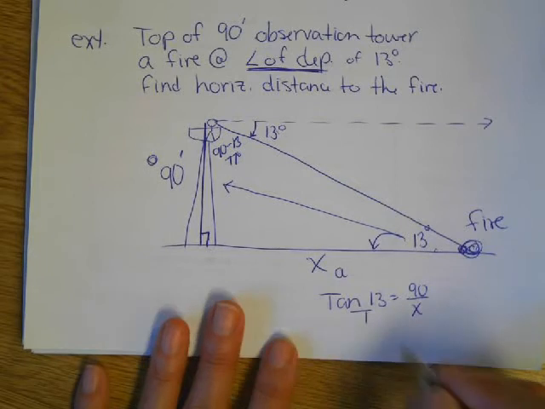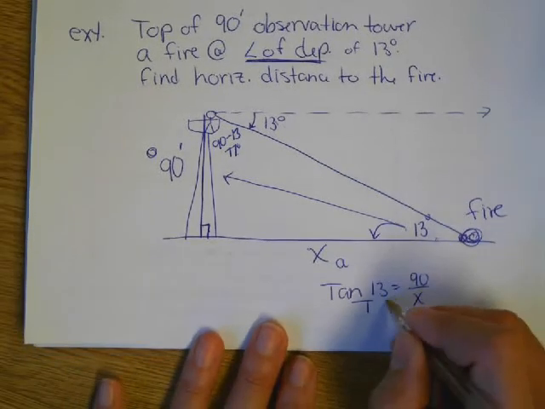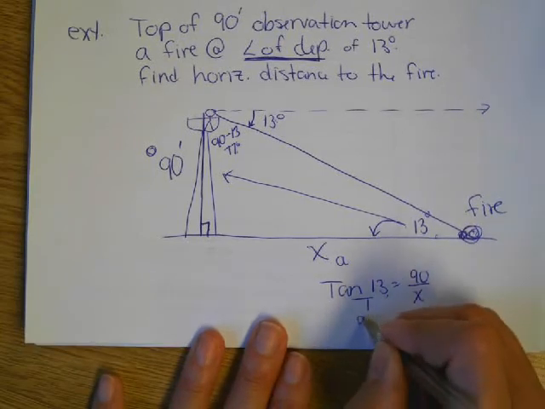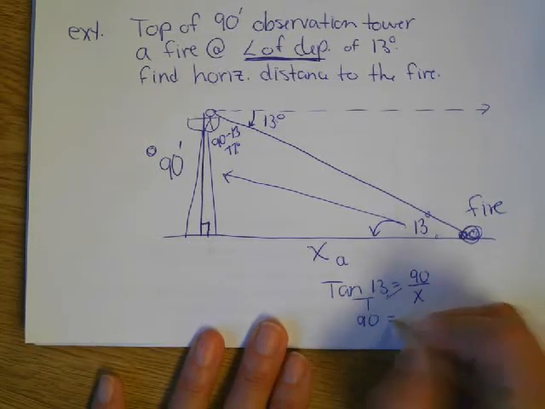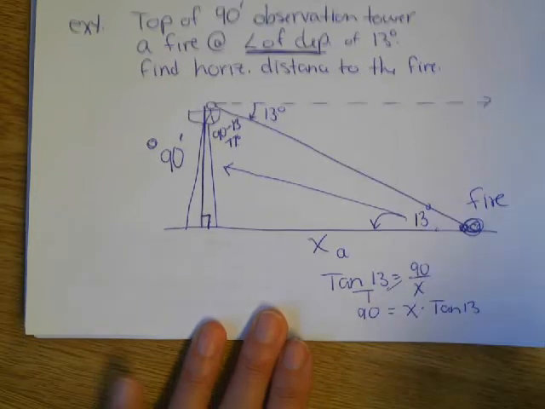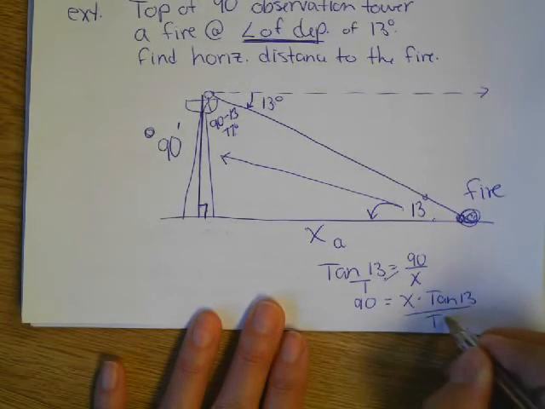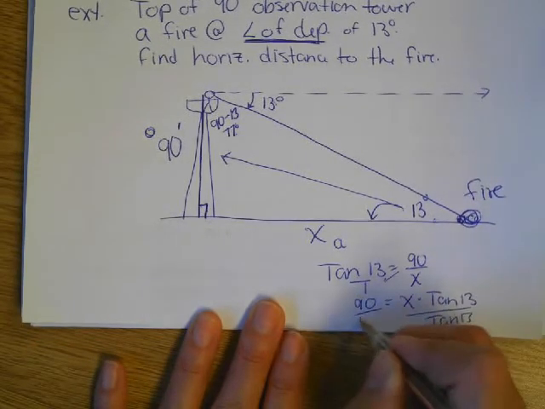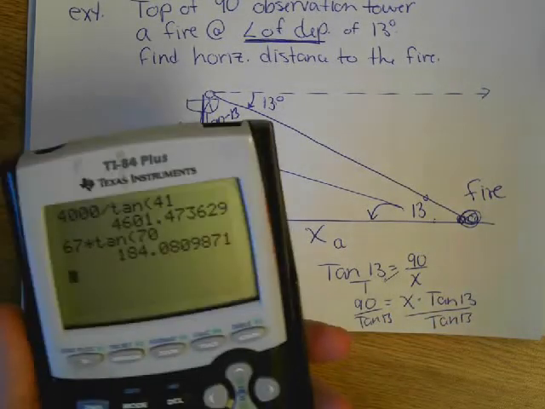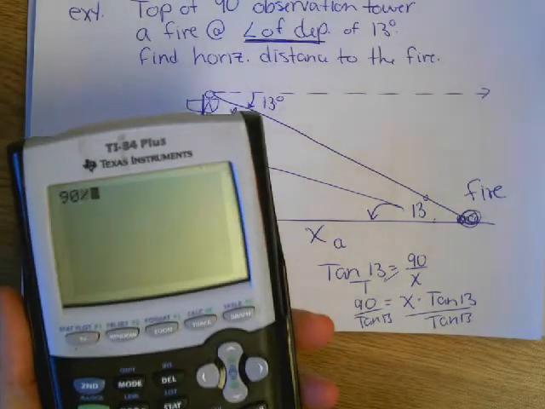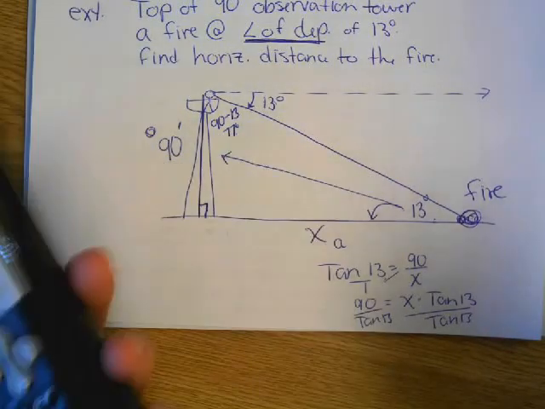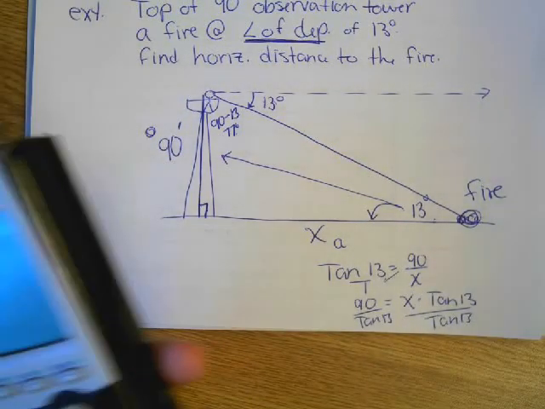At this point, you might be getting good at this and know what to do without showing the middle step, and that would be fine. This is what I need with an answer. If you want to show the middle, go ahead. 90 times 1, x times the tan of 13, and divide by the tan of 13. So we will find out that the fire is almost 400 feet away. Well, that's not very far.